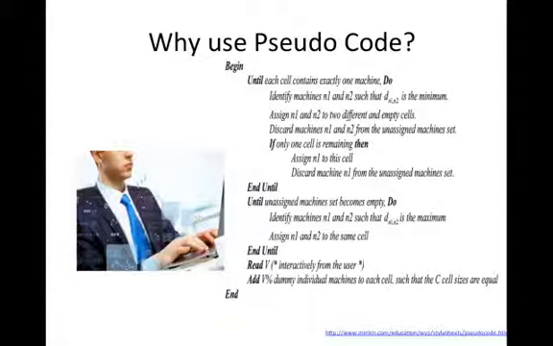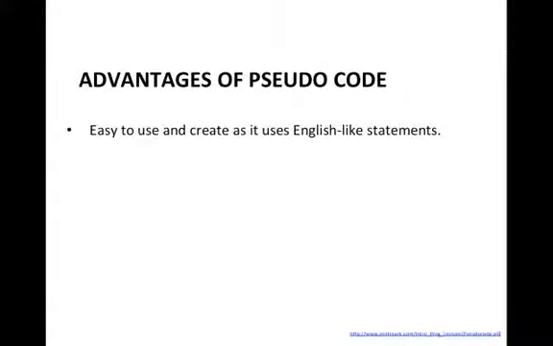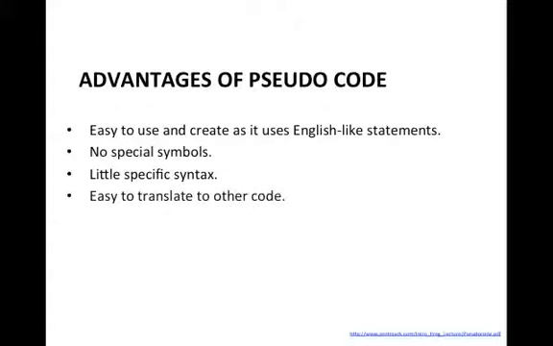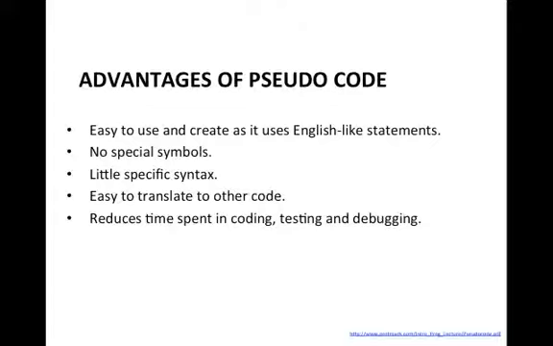Some advantages of pseudocode. It is easy to use and create with a text editor because it uses English-like statements. No special symbols are used to represent specific functions. Very little specific syntax is required. Statements can generally be translated on a one-to-one basis to any high-level language. Pseudocoding the problem logic first drastically reduces time spent in coding, testing, and debugging systems.